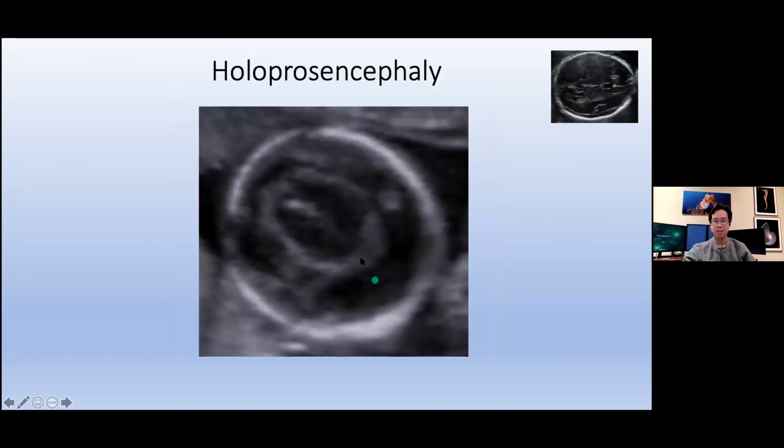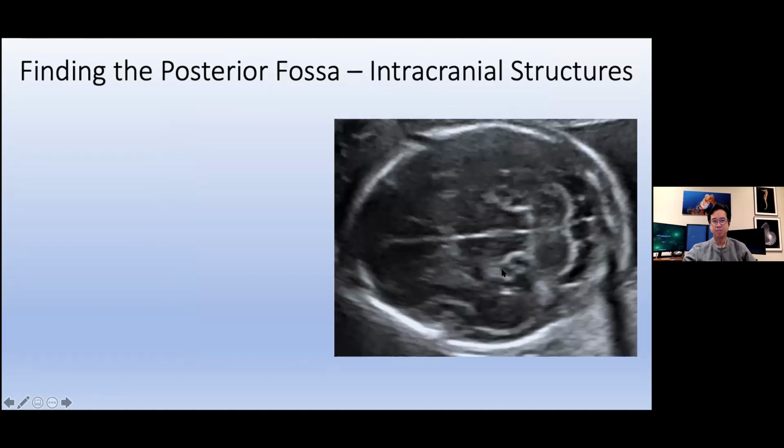Here's an example of holoprosencephaly, right? Here's a transverse image. You see a big central thalamus, and then you see a monoventricle here that communicates anteriorly through the midline. There's no midline falx. You don't see a CSP. This is an example of a lobar holoprosencephaly. So there's this big monoventricle there.